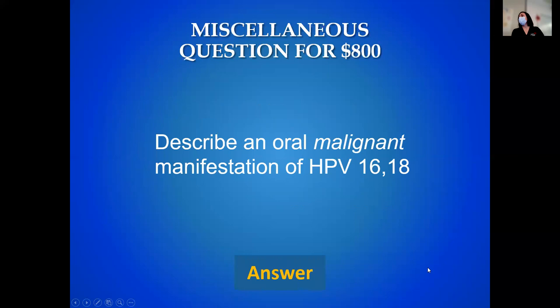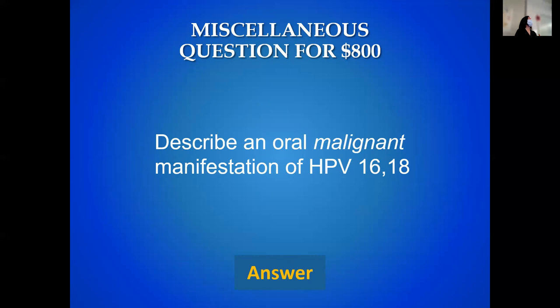Okay, describe an oral malignant manifestation of HPV 16, 18. This is another one that I don't know that we hit hard. Did you say that, say it again? I heard cauliflower, but the purple lesion. Oh, you're thinking of Kaposi sarcoma? Yes, you might see this also in that, but that's generally seen in AIDS patients. So that's a good one to know too. The Kaposi sarcoma, that's like a real purpley lesion.